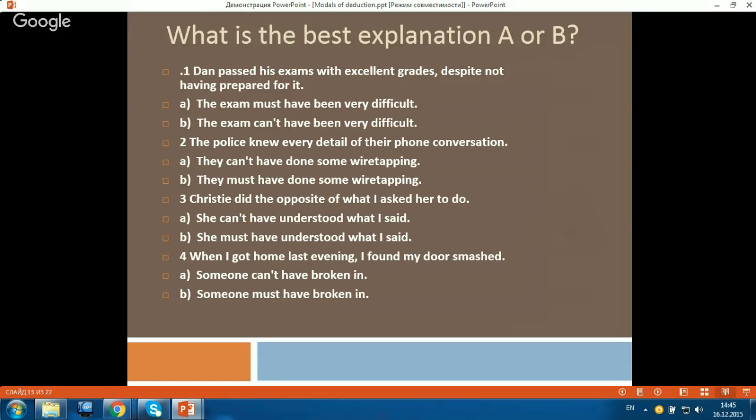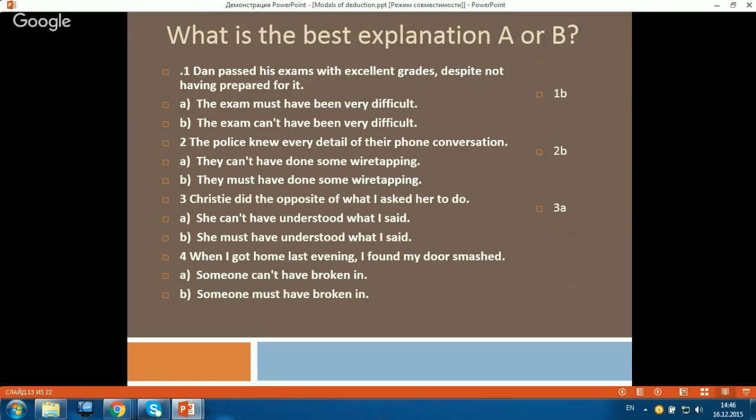Okay, you have read different options. Now let's choose the correct ones. So the first one, B, of course, it was just impossible for the exam to be difficult. The exam can't have been very difficult. The police knew every detail. Of course, they must have done some wiretapping. How else?